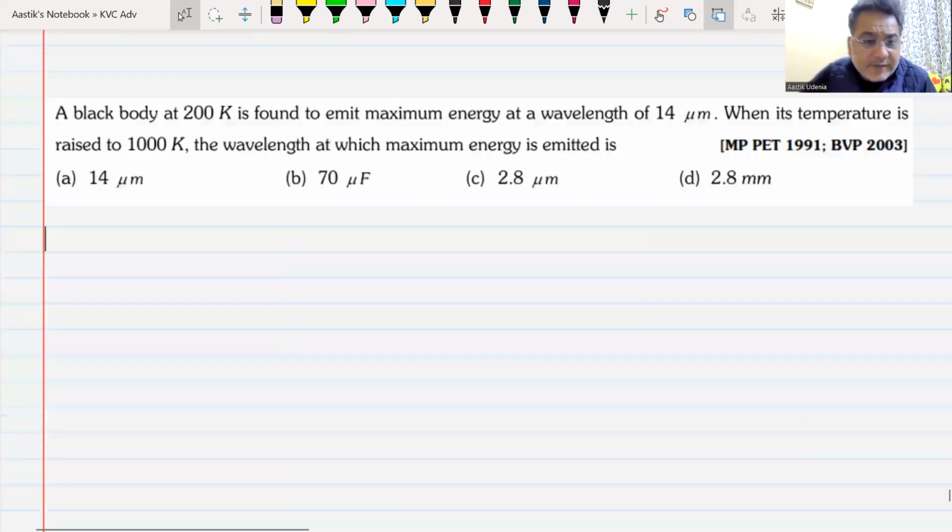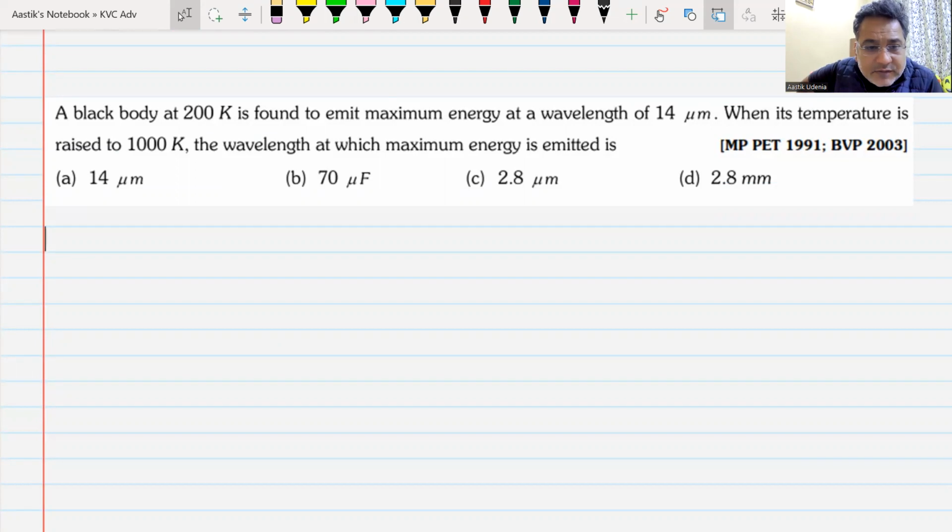A black body at temperature 200 Kelvin is found to emit maximum energy at the wavelength of 14 micrometer. When its temperature is raised to 1000 Kelvin, what is the wavelength at which it will emit maximum energy? I'll give you 1 minute to solve it.